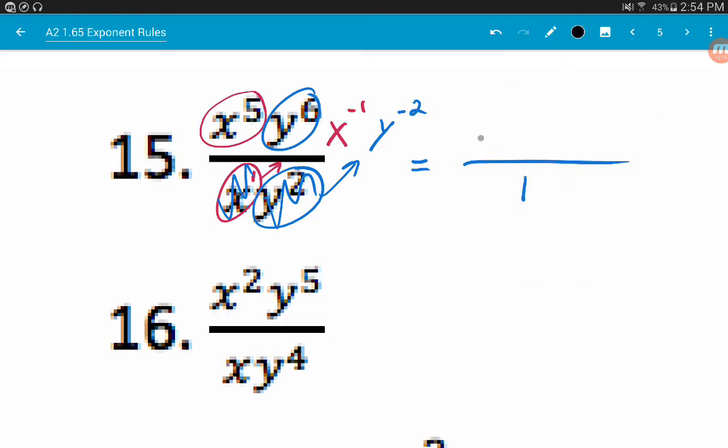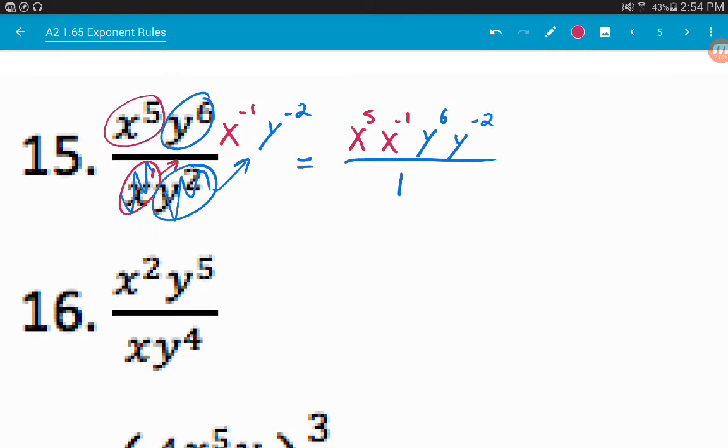What do I have on top? I've got x to the fifth, x to the negative 1, and for the y's I've got y to the sixth, y to the negative 2. And now since they're on the same side, I could just add their exponents. 5 plus negative 1, that's going to be 4. 6 plus negative 2, well, that's going to be 4 as well. And that's all over 1, which you don't even really need to write. So that would be my final answer.